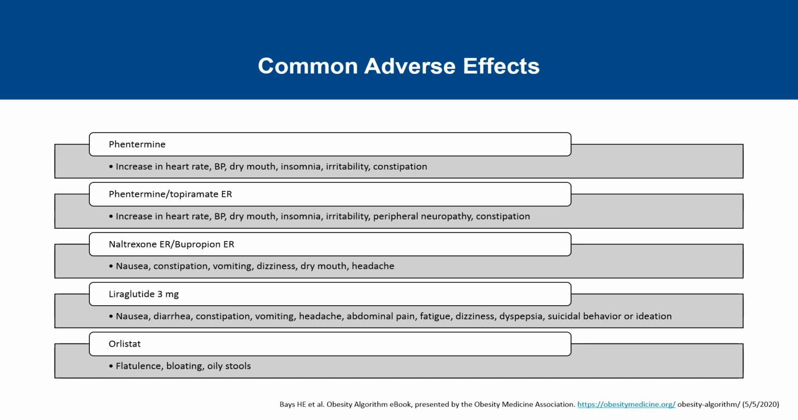So taking phentermine, for instance, first thing in the morning, increasing the fluid intake, having a fiber supplement. For the phentermine topiramate combination, a common side effect is peripheral neuropathy, which typically goes away in the first 2 weeks. For the naltrexone bupropion combination, patients may have some nausea for the first 2 weeks as they're adjusting to the medication. With 3 milligrams of the liraglutide, patients can also have some nausea. And so I advise patients to maybe even consider taking the drug at night before they go to bed. And then with orlistat, a common side effect is oily stools. So to prevent this, the patient should avoid eating foods high in fat.